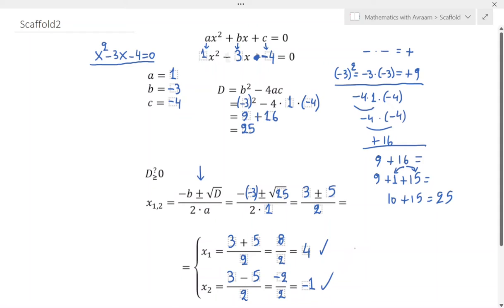What do those two numbers mean? Those are the only numbers that you can put in this equation instead of x, and you get the result of 0. The only ones from the infinite numbers. So we have solved this one.